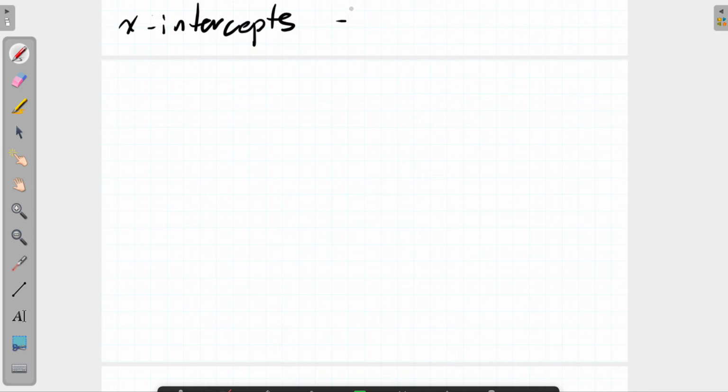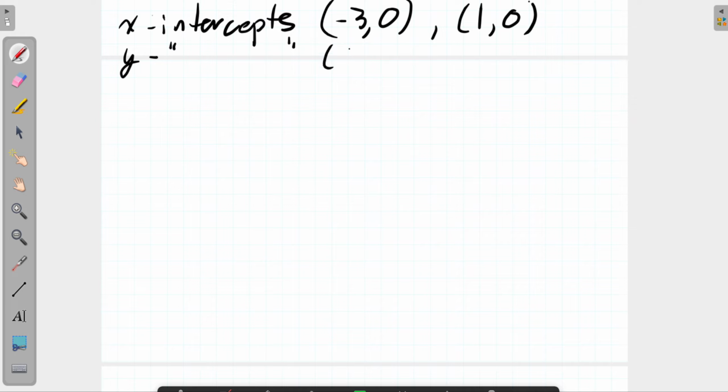Intercepts, which we said were (-3, 0) and (1, 0), so there were two roots. We didn't use the discriminant, but we figured it out through factoring. The y-intercept happens to be (0, 3).